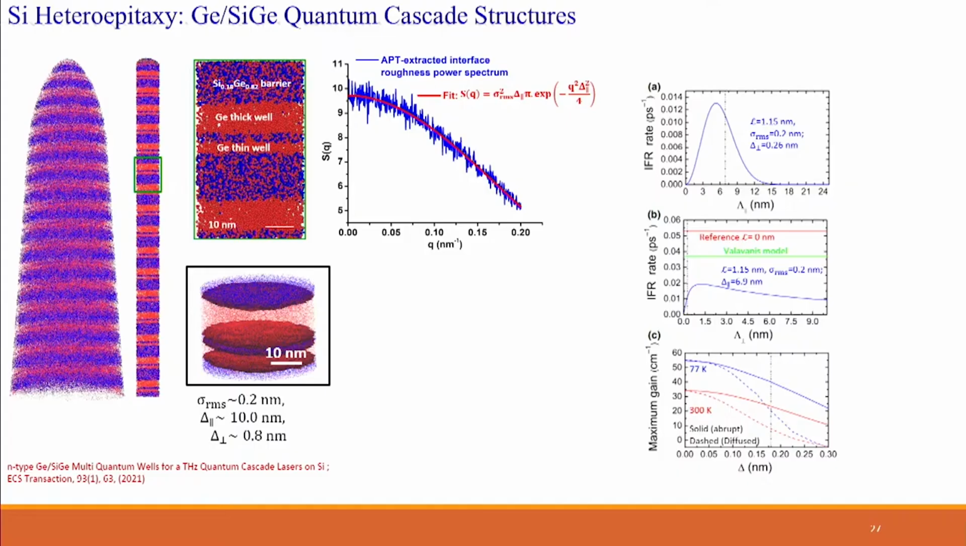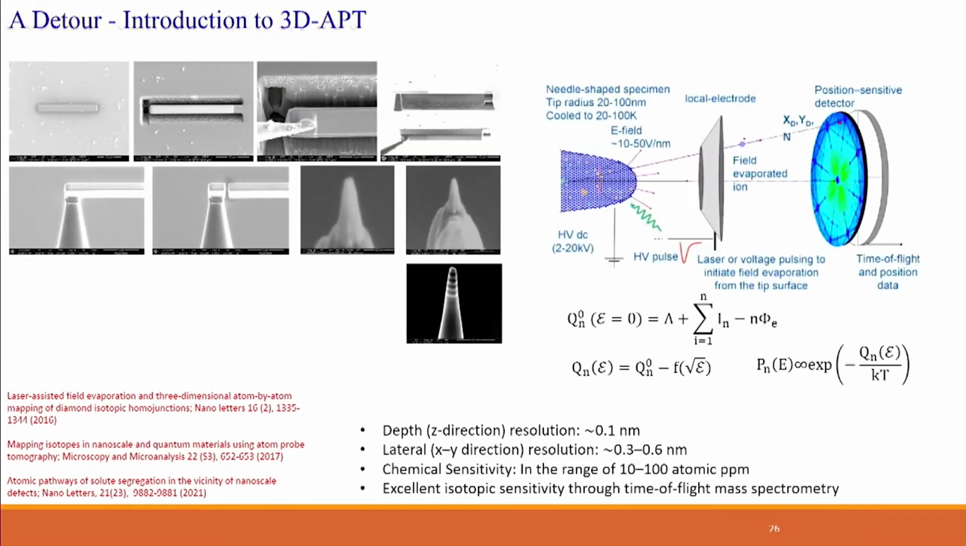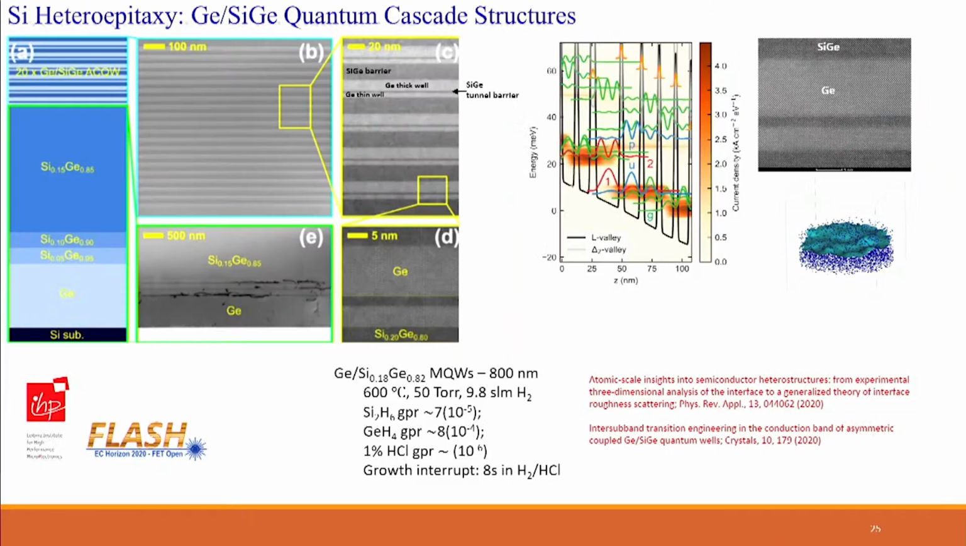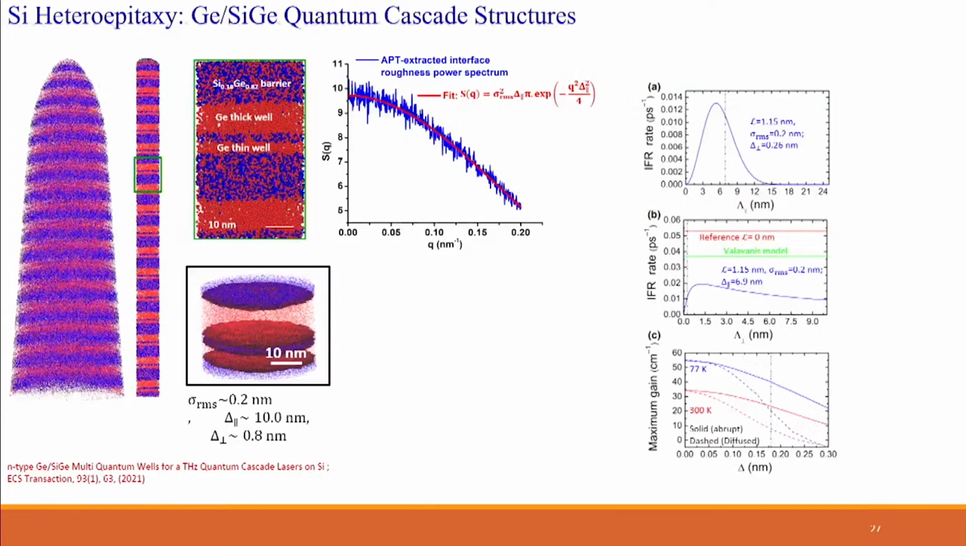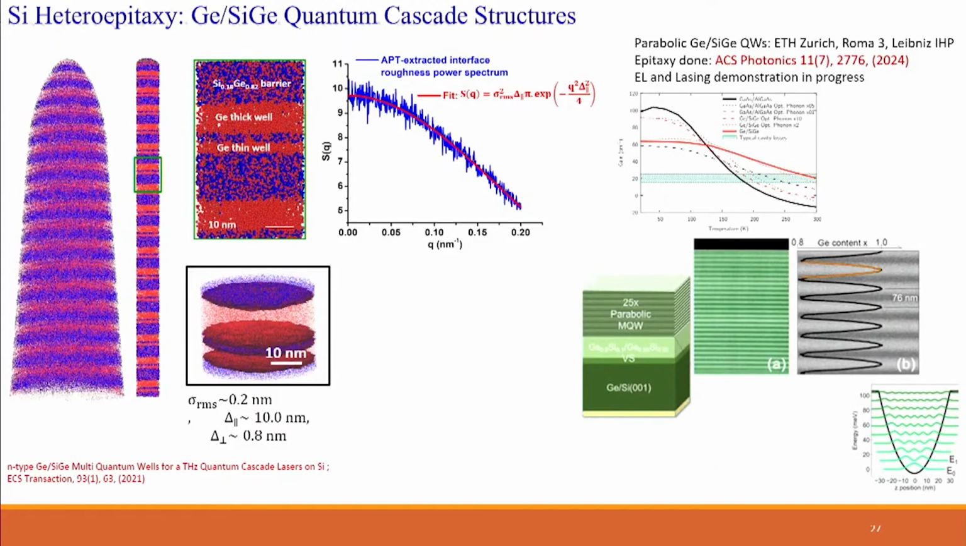Based on that, we run some models as to what the interface roughness scattering is, and what the maximum gain that is possible. What we found is their structures did have some problems. There was some parasitic coupling between the injector state and not the upper lasing level but this parasitic level. So the group came up with a more optimized design.